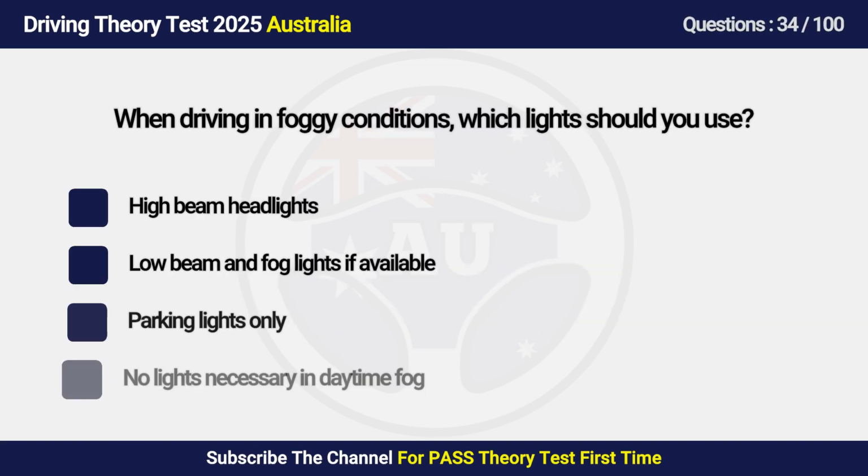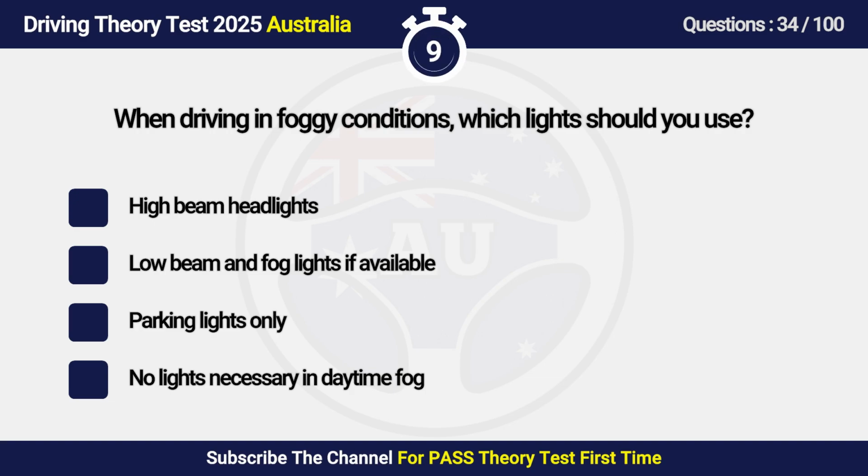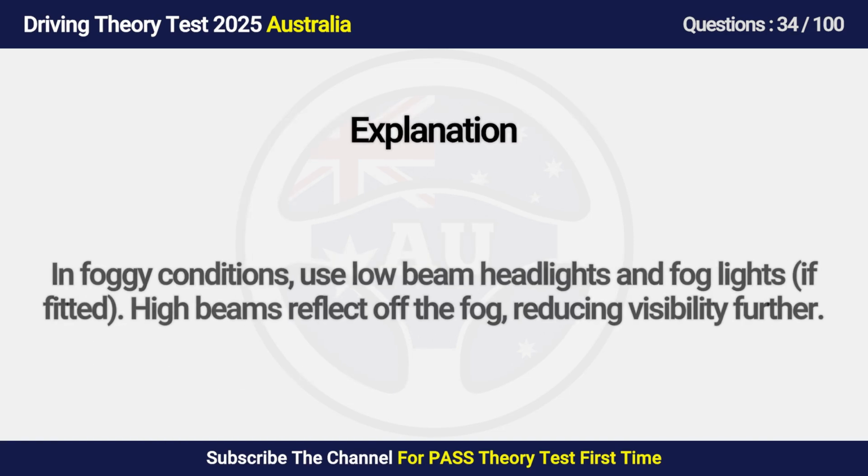Question 34. When driving in foggy conditions, which lights should you use? A. High beam headlights. B. Low beam and fog lights if available. C. Parking lights only. D. No lights necessary in daytime fog. Answer is B. Low beam and fog lights if available. In foggy conditions, use low beam headlights and fog lights if fitted. High beams reflect off the fog, reducing visibility further.